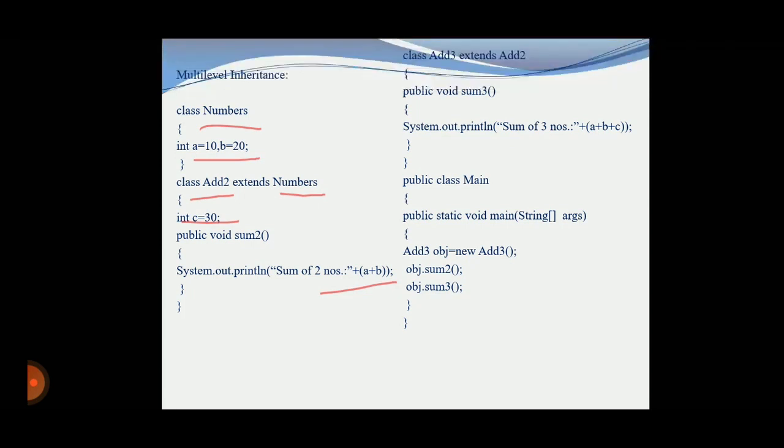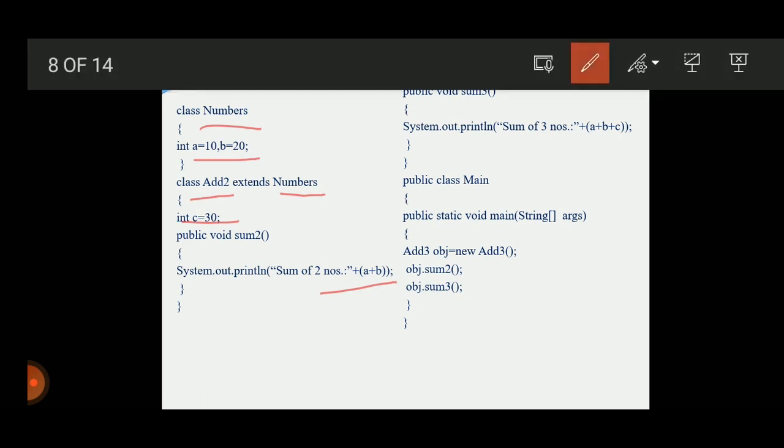Next we have another class, Add3, which extends Add2. In it we have the method sum, where we perform the summation of A plus B plus C. The A and B data member values are available in the base class, and the C value is available in the derived class Add2. Now we are performing the summation of A plus B plus C.